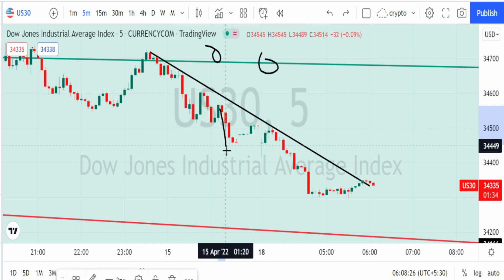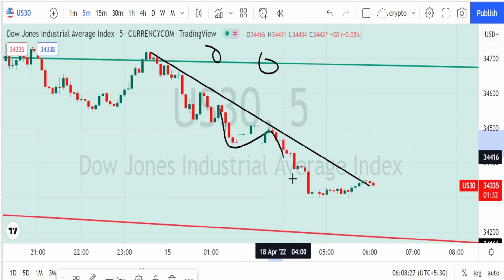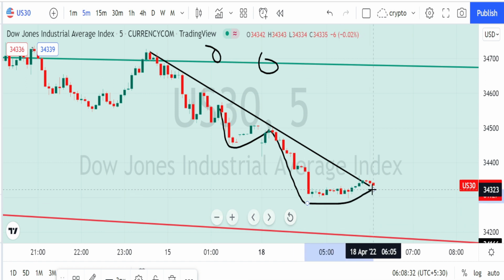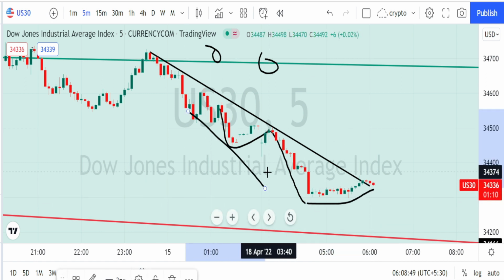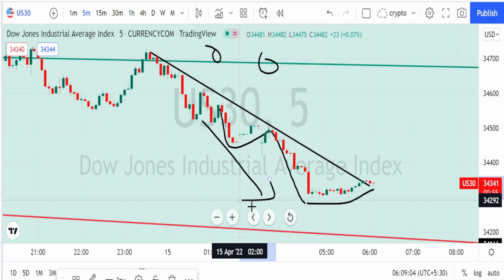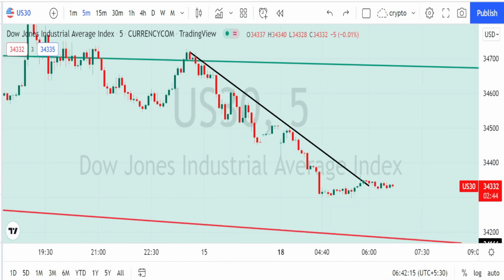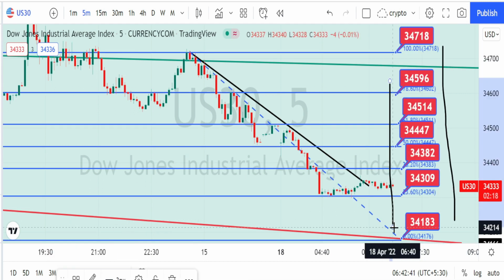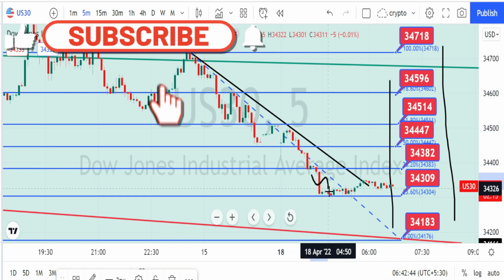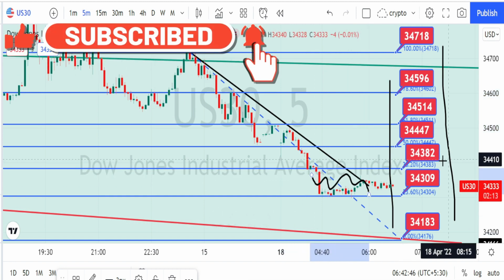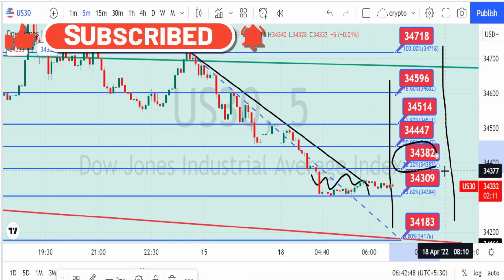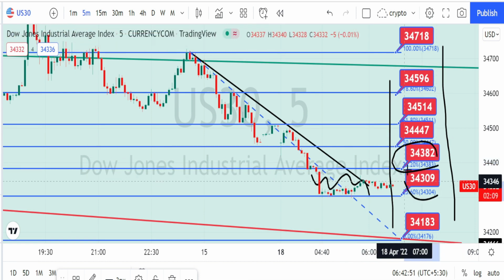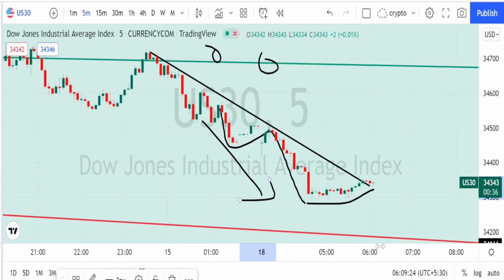Since this is a 5 minutes time frame, we can expect multiple trends in this time frame. Always stick to the higher time frame trends if you want to do swing trading. Let us mark the support and resistance levels for 5 minutes time frame. So these are all the resistance and support levels for 5 minutes time frame. Currently the price action is consolidating or moving on sideways within this resistance level of 34382 and support level of 34309. We have come to the end of this analysis.